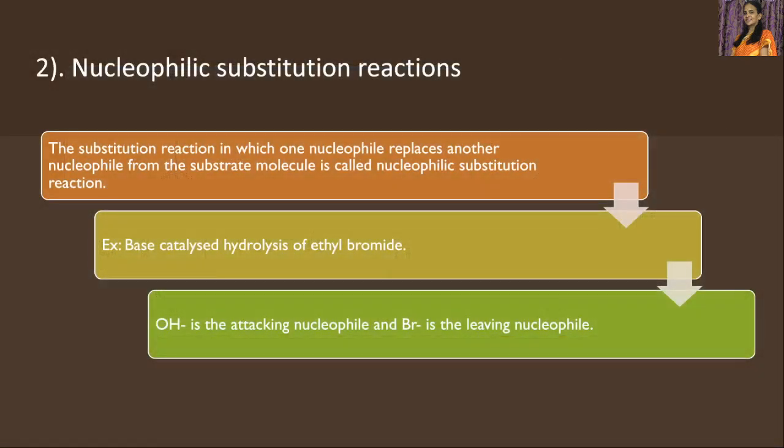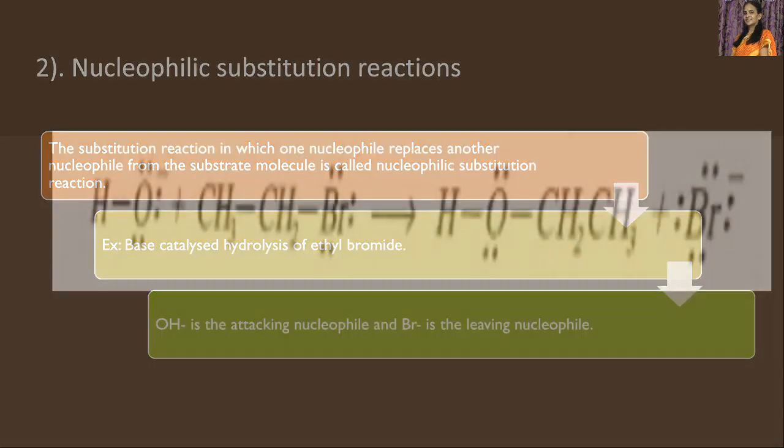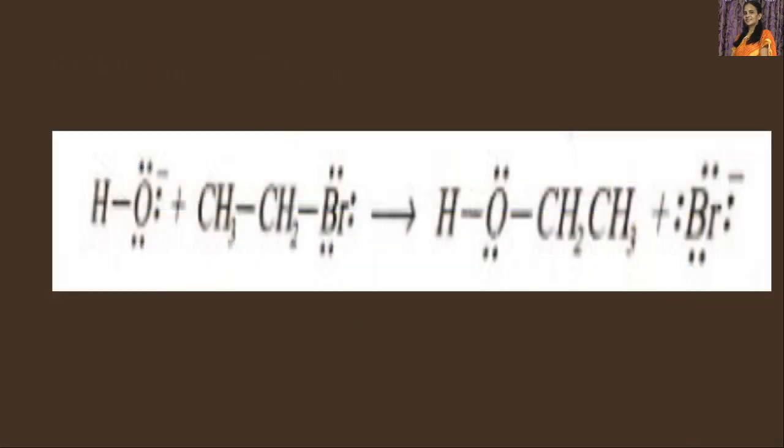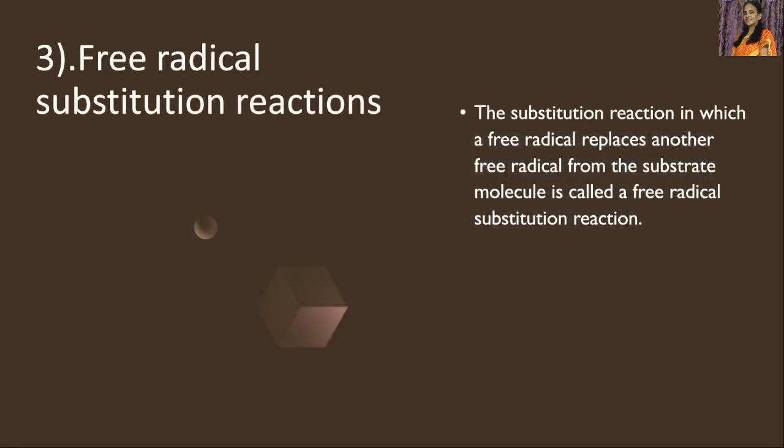Next are nucleophilic substitution reactions, which are the characteristic reactions of alcohols, alkyl halides, etc. The example we discussed was ethyl bromide, an alkyl halide, which undergoes hydrolysis in presence of a base to form alcohol. Here OH minus is the attacking nucleophile and Br minus is the leaving nucleophile.